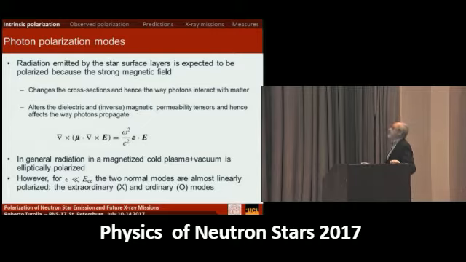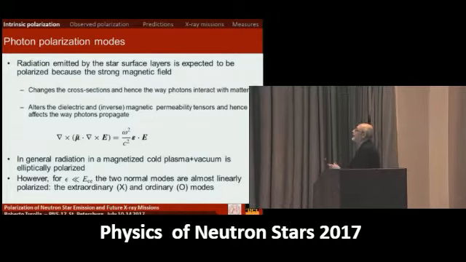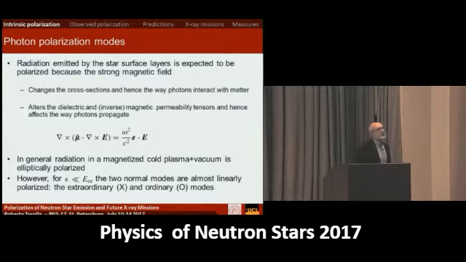This is shown here by the structure of the wave equation. And of course, this is the inverse magnetic permeability tensor. This is the electric tensor. In general, radiation coming from a neutron star traverses a cold plasma plus vacuum medium which is magnetized, and in general, radiation is expected to be elliptically polarized.